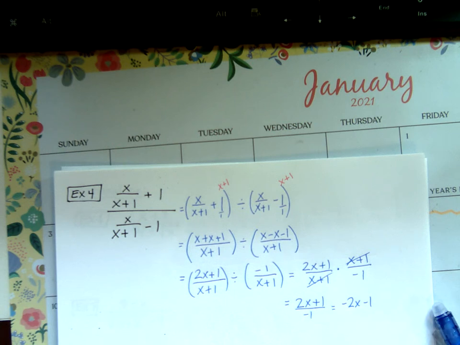This one came out a lot shorter an answer than a lot of the other ones we've seen so far. So you keep, change, flip, you end up with your x plus 1's canceling out. So 2x plus 1 over negative 1, that's a valid form. Or divide that negative 1 through and you get negative 2x minus 1. That's probably the more popular answer to that question.